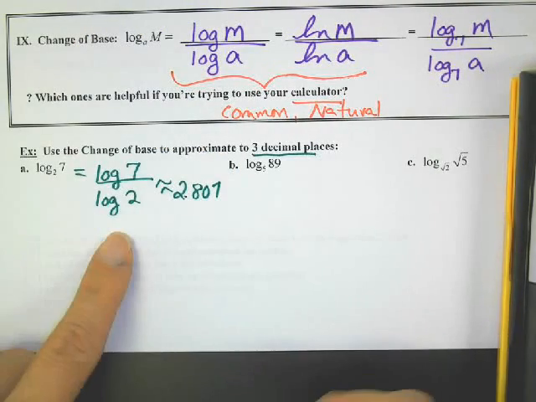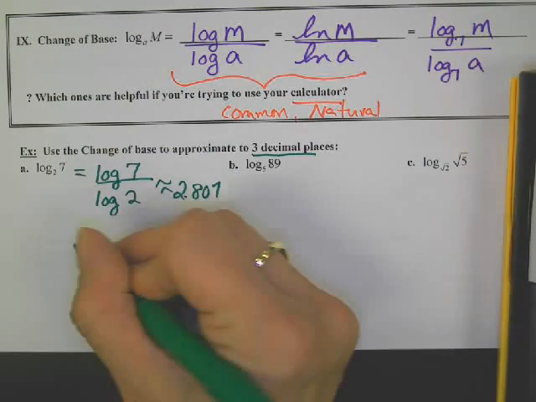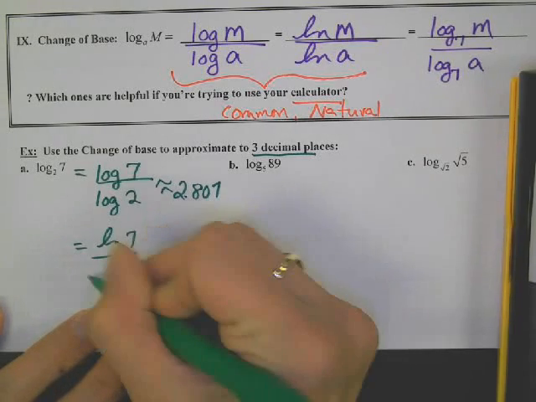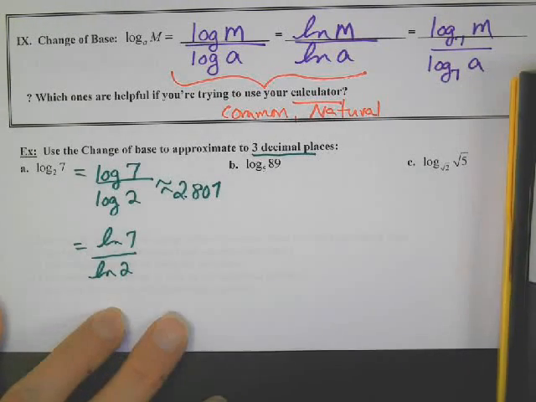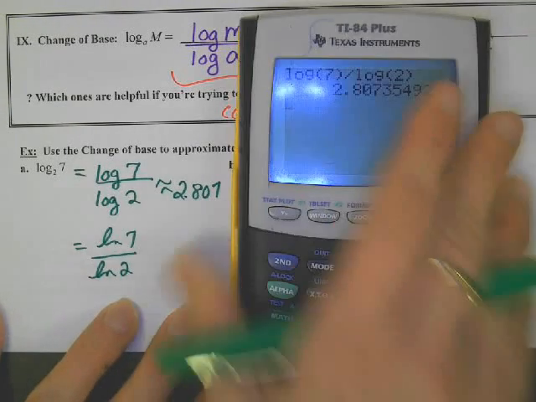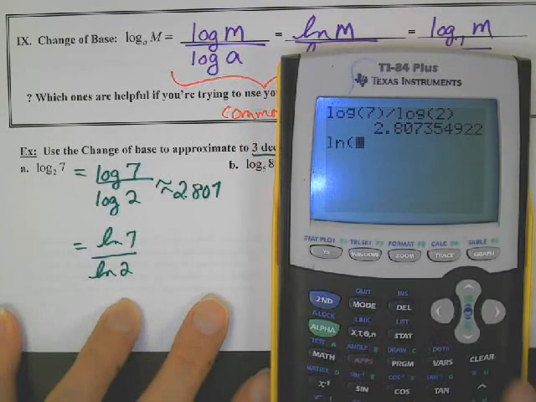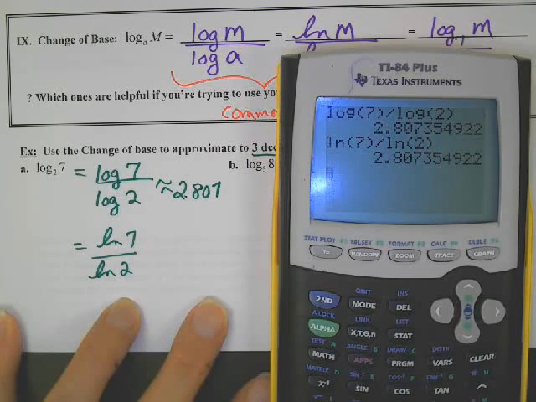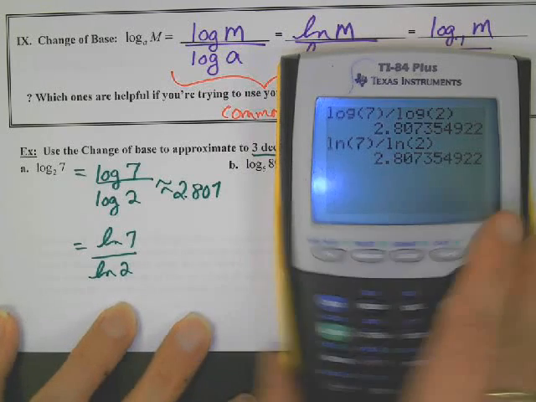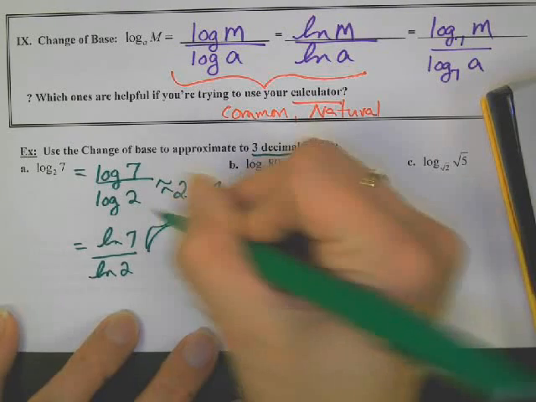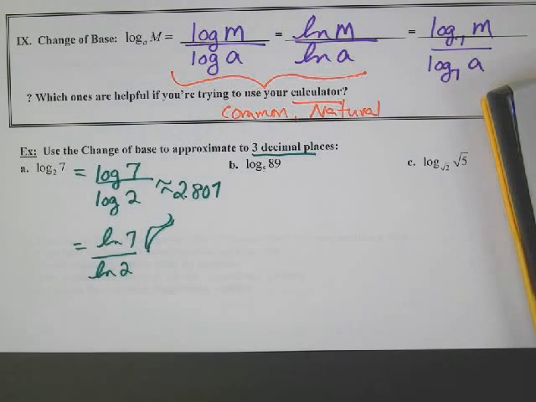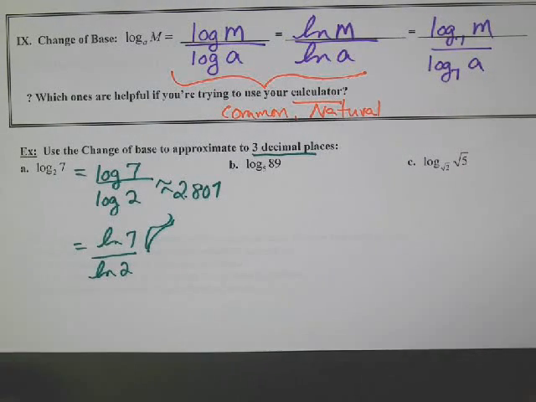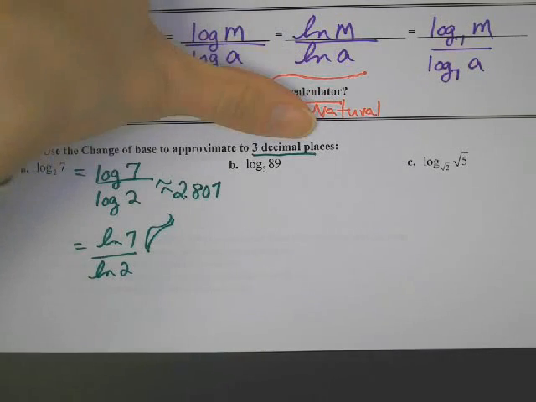I'm wondering what would have happened if I did the natural log instead. Would I have gotten a different answer? Let's go see. If I had decided to change to natural log of 7 divided by natural log of 2, does that change things or is it identical? Oh, it's exactly the same, so it doesn't matter which one you change it to, you're going to get the same answer.